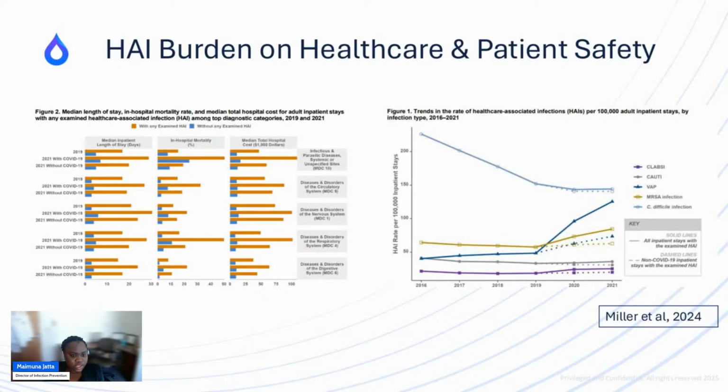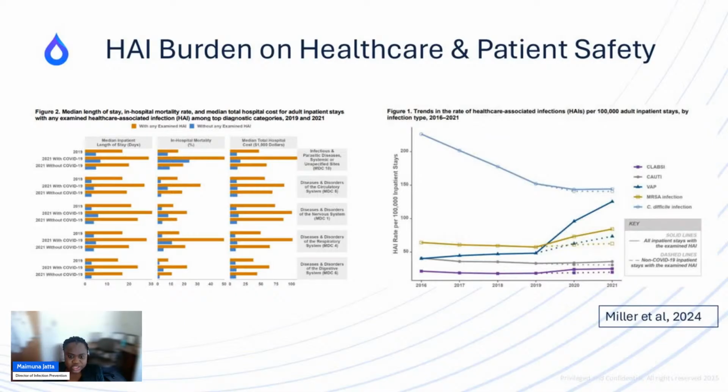Again, focusing on the HAI burden. This is a statistical analysis by the AHRQ that's published by Miller et al. And what it looked at is the median length of stay, in-hospital mortality rate, and total cost for adult inpatient stays with HAI among the top diagnoses. So they looked at diagnosis.